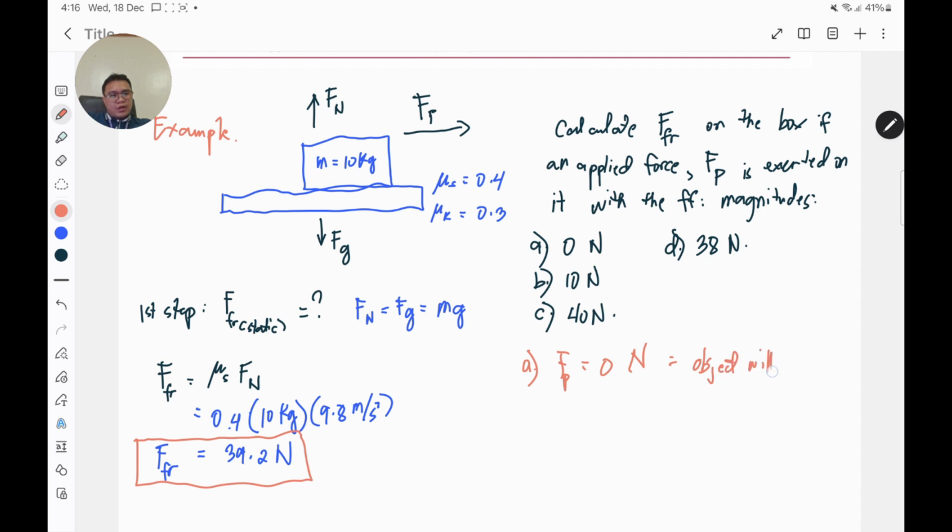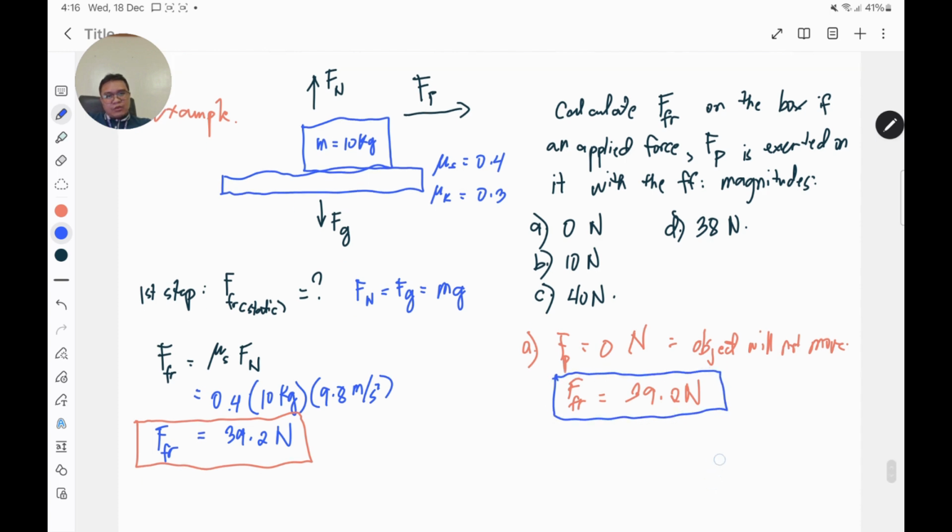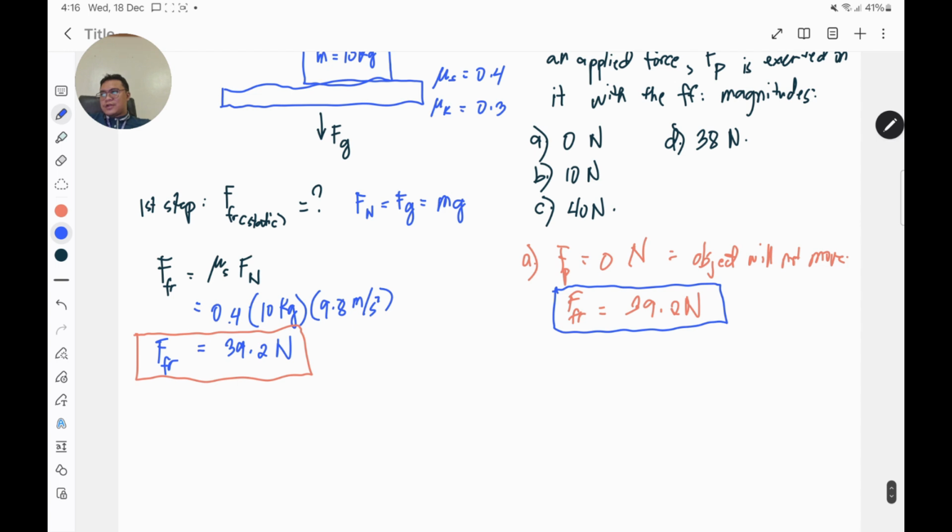If the object will not move, the value of its frictional force is the same as the frictional force due to the static friction, which is 39.2 newtons. So our answer here would still be the same. Still 39.2 newtons. Clear?